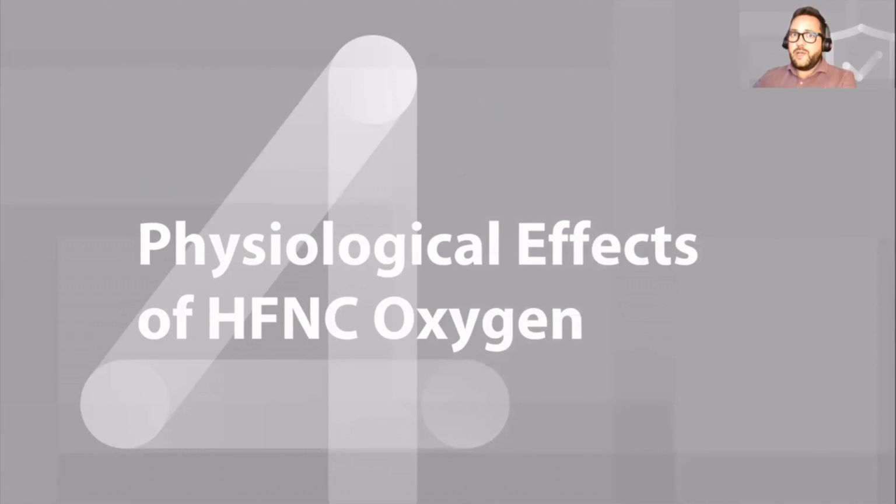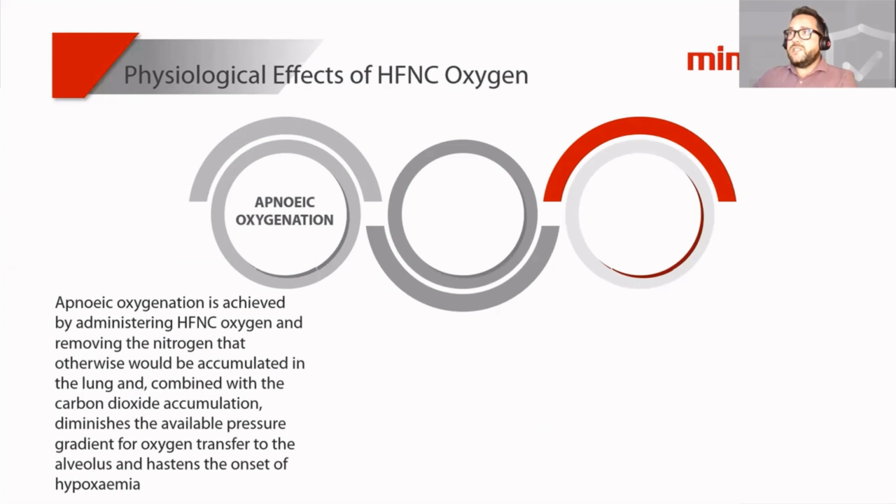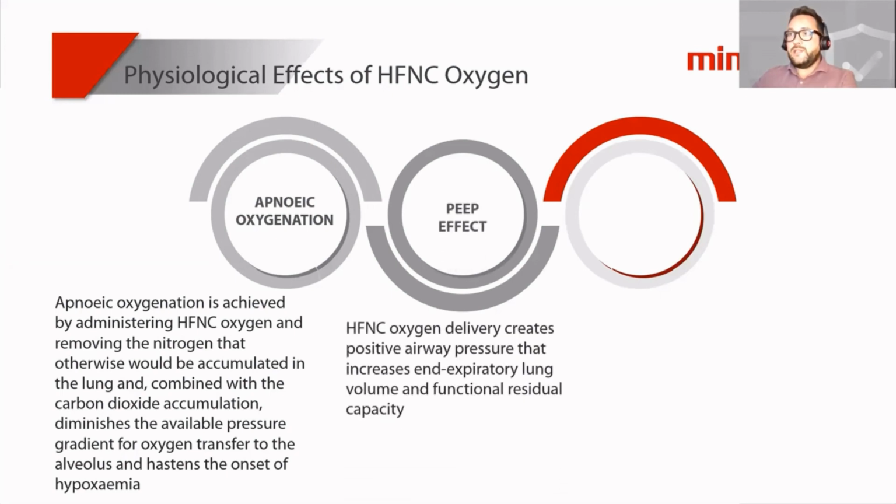Administering oxygen using a high-flow nasal cannula has 3 main physiological effects. The apneic oxygenation is achieved as the high oxygen flow removes the nitrogen and carbon dioxide accumulated in the lung. This procedure increases the pressure gradient, allowing the oxygen to transfer to the alveoli much better. The positive airway pressure created by the high flow of gas increases the end expiratory lung volume and functional residual capacity. This is the PEEP effect.